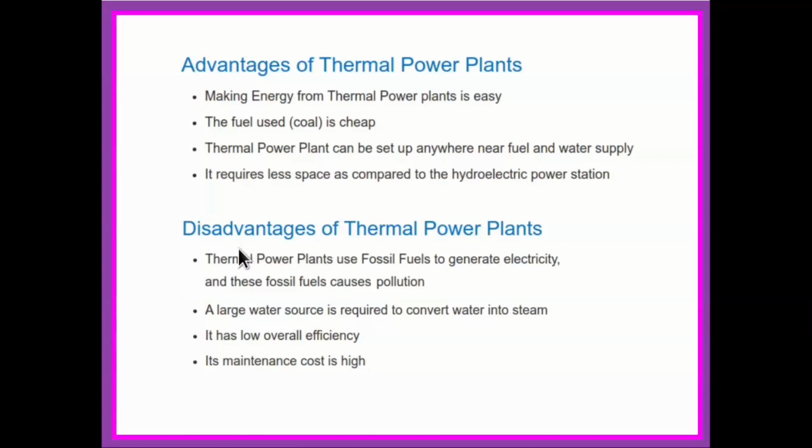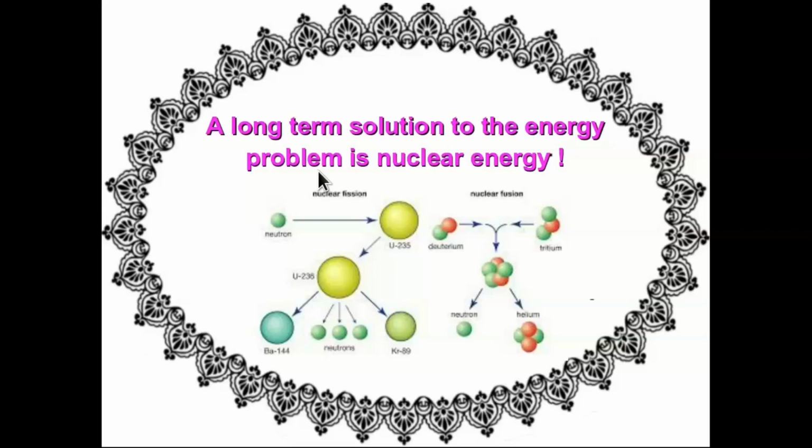The disadvantages are that thermal power plants use fossil fuels to generate electricity, and these fossil fuels cause pollution, and they will be used up very soon. A large water source is required to convert water into steam, and the overall efficiency is not that good, and also the maintenance cost is prohibitively high. So from these one can conclude that a long-term solution to the energy problem is nuclear energy.